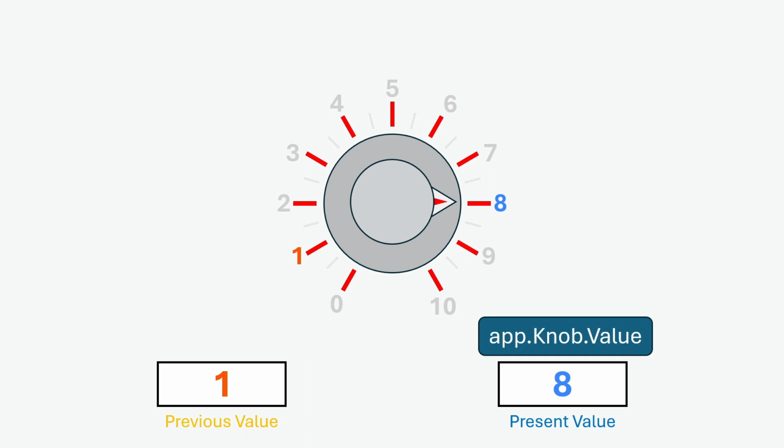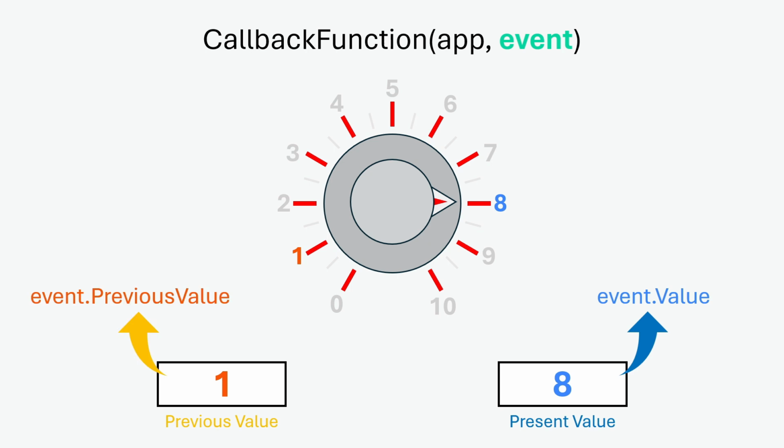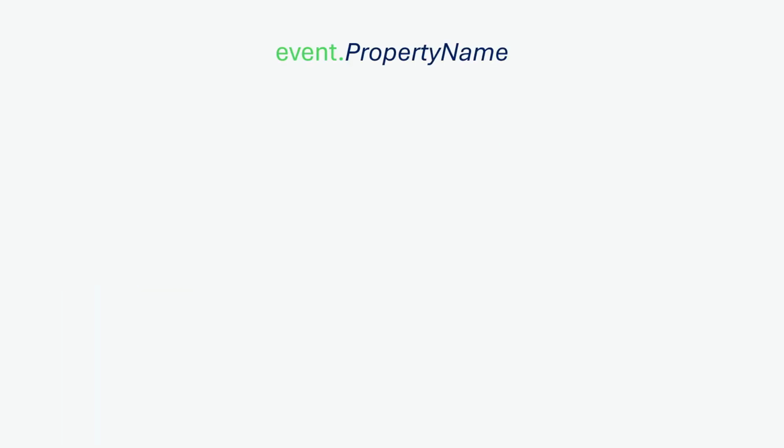Of course, you can get the present value using this app.knob.value argument. But how do we get this previous value 1? For this, we have to use the event argument of the callback function. As you remember, every callback function has two arguments. First argument is the app, which we normally use, and the second argument is event. To get the present value, we have to write event.value, and to get the previous value, we have to write event.previousValue.